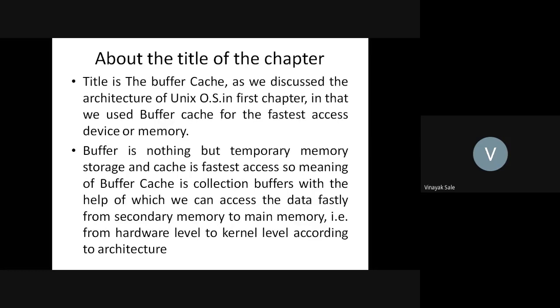Buffer is nothing but temporary memory storage, and cache is the fastest access. So the meaning of buffer cache is a collection of buffers with the help of which we can access data fast from secondary memory to main memory, that is from hardware level to kernel level according to the architecture.